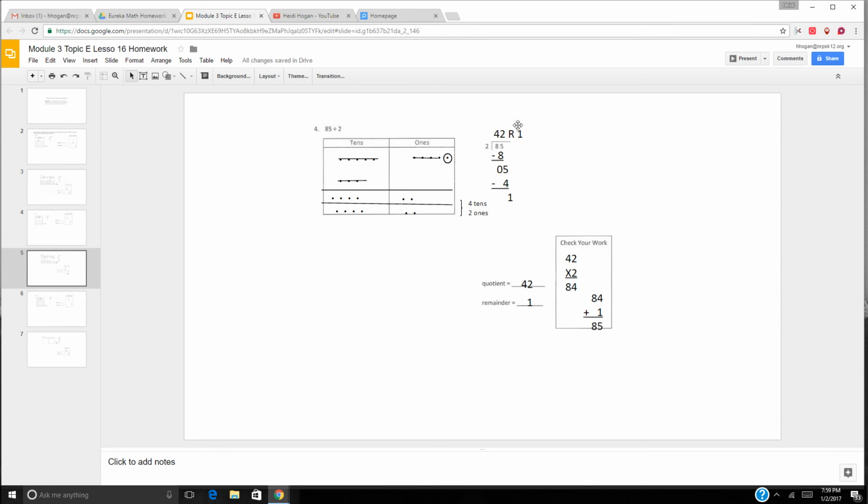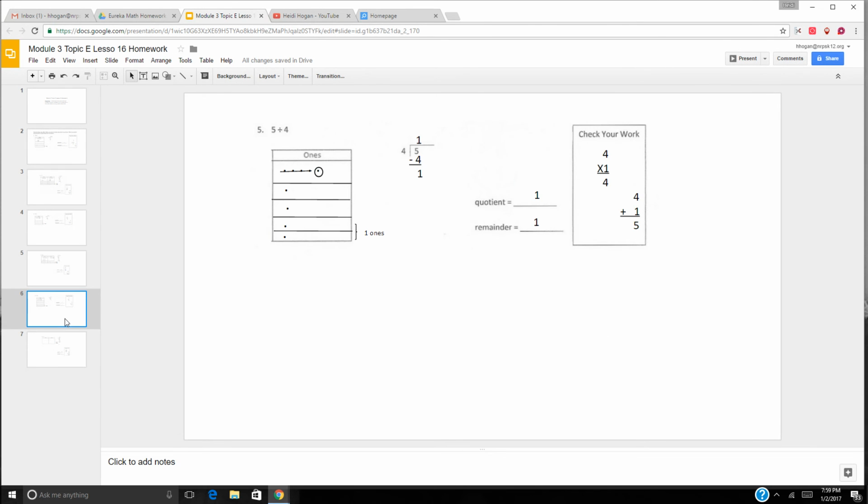So if we do it with long division, 2 times 4 is 8. 8 minus 8, because we took away all those 8s, leaves us with 0 tens. But we have 5 ones left. 2 times 2 is 4. And if we subtract, we have 1 left. And we do have 1 left. So it's 42 with a remainder of 1. So we check 42 times 2. Well, that is 84. And then if we add our remainder, that gives us 85.